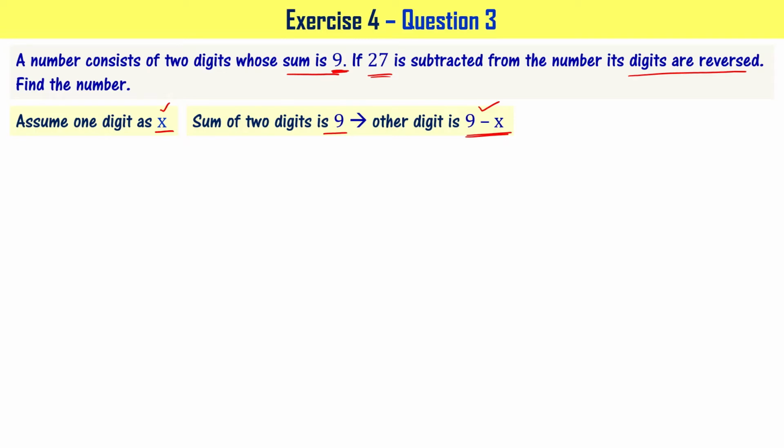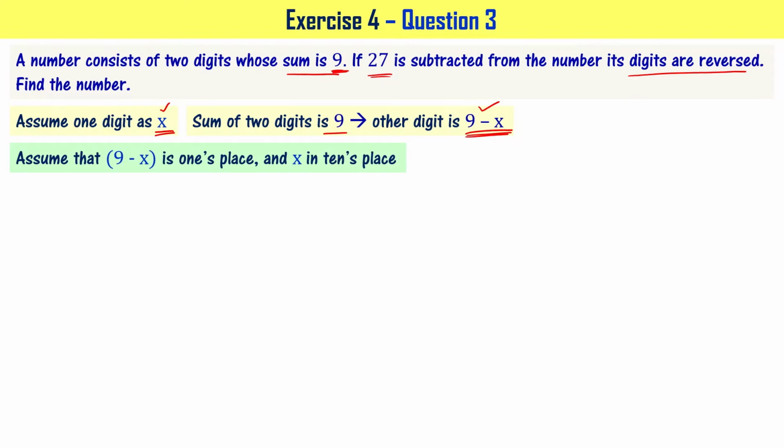Now, you have two digits. One is x and the other is 9 minus x. But are you sure whether x is in one's place or 9 minus x is in one's place? We don't know, so we have to assume again. I'm assuming that 9 minus x is in one's place and x is in tens place. Of course, you can assume the other way also.